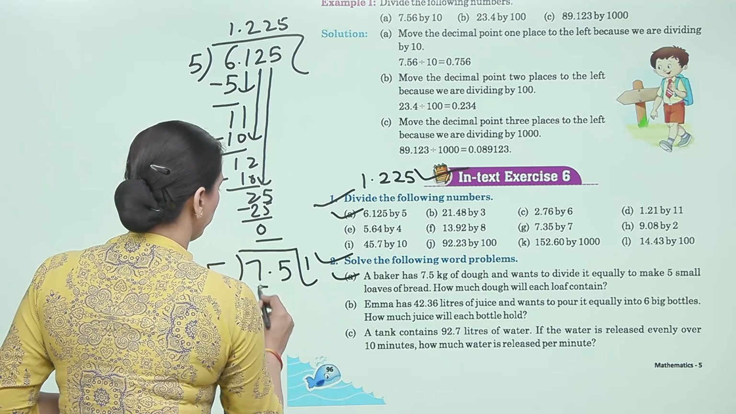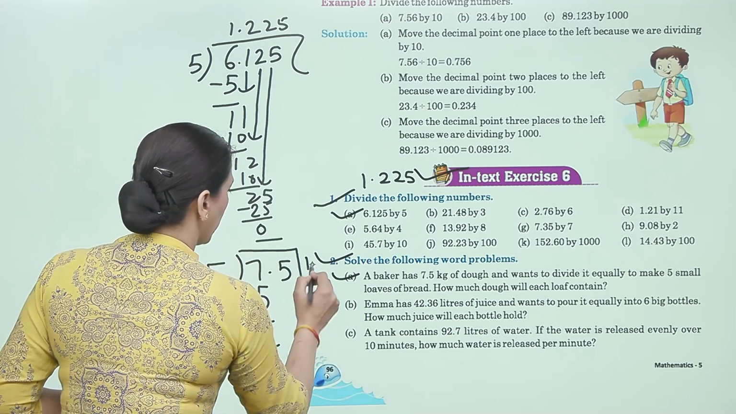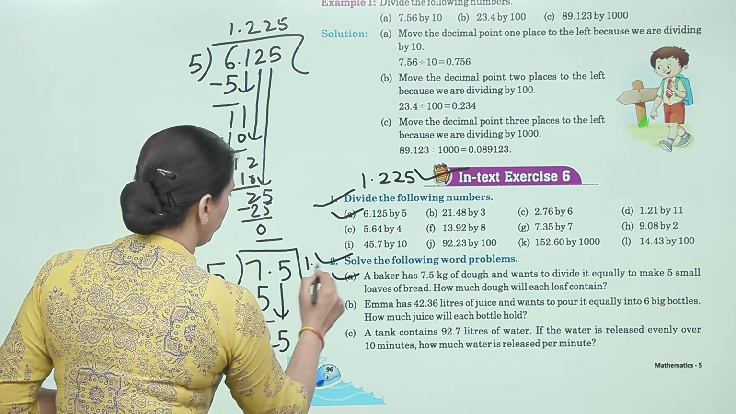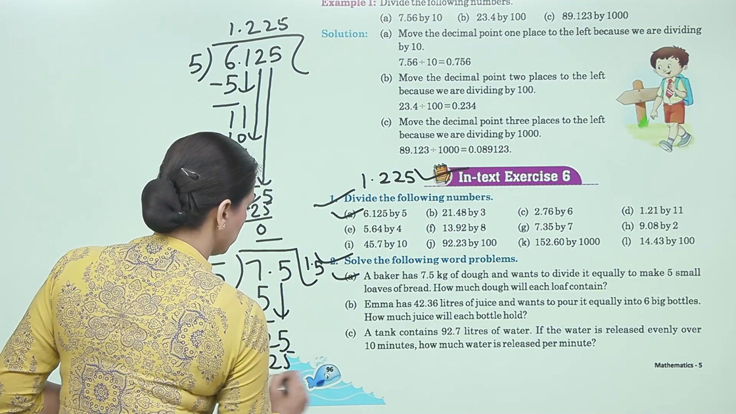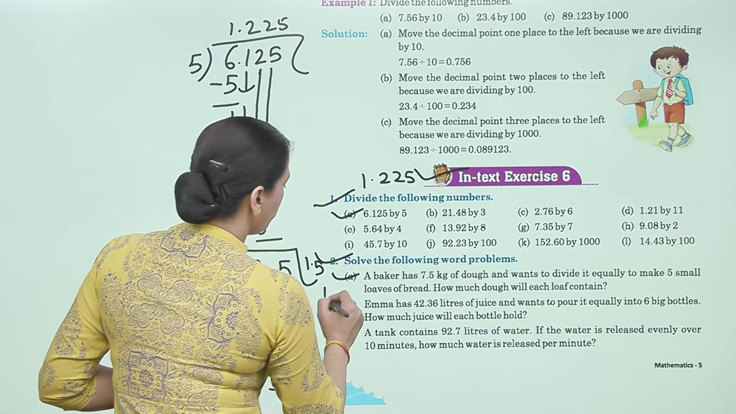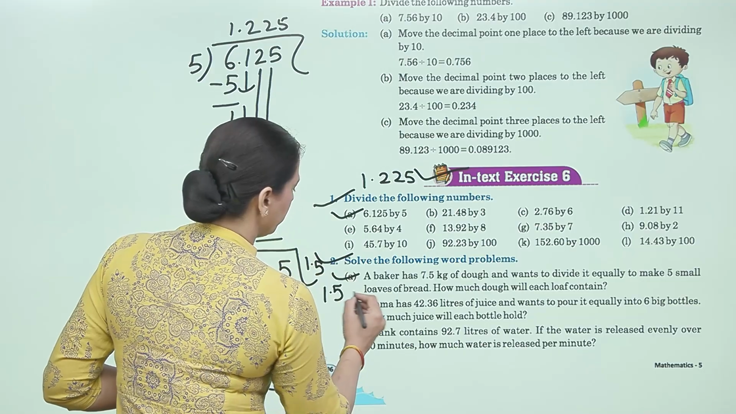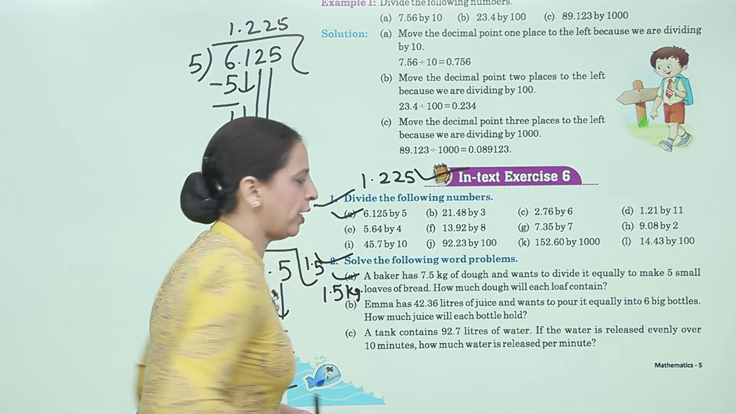So 5 1s are 5, minus, we get 2. We have to put the decimal. Now bring down 5. 5 5s are 25, minus, 0. So it becomes 1.5 kg of dough is required.